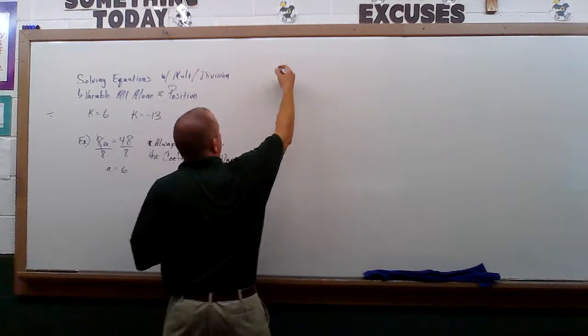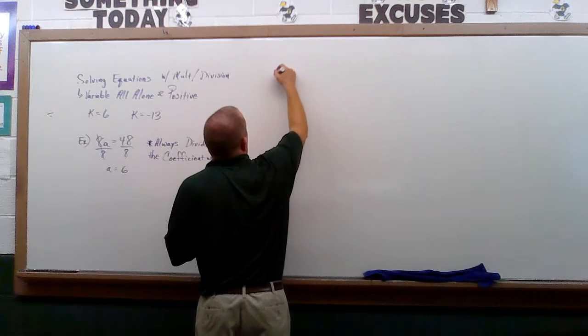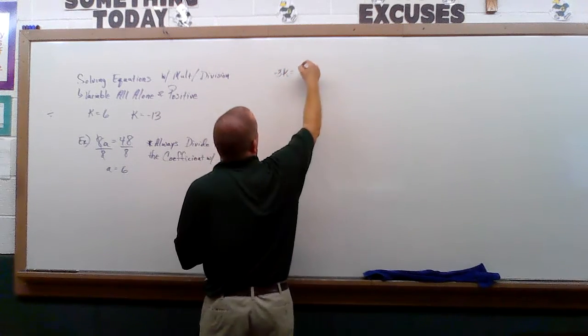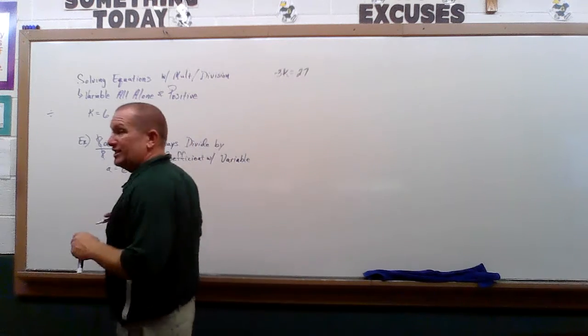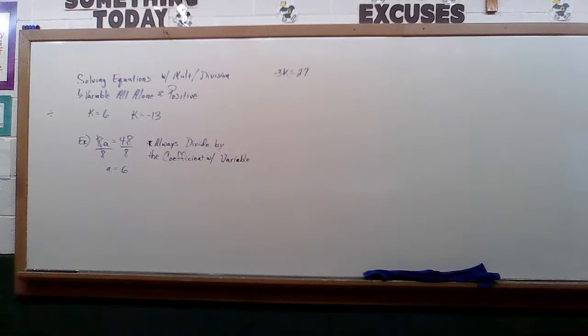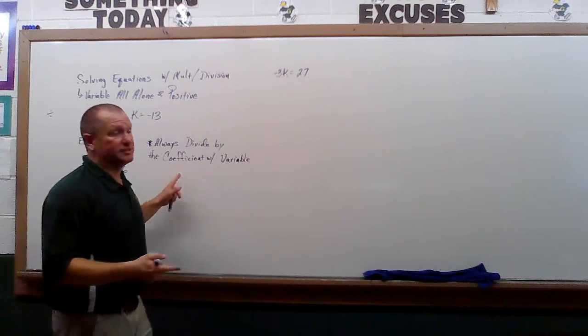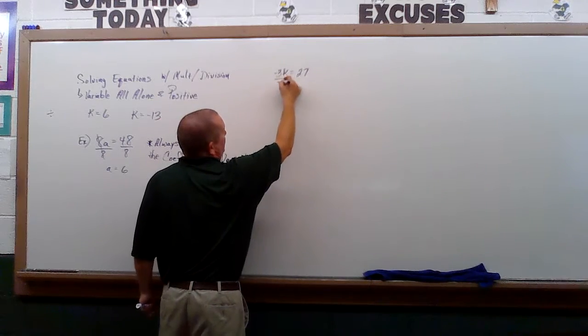Okay. Then we could get a negative number, right? Negative 3k is equal to 27. So the exact same thing, but now we're going to divide by what? Always divide by that coefficient. So I'm going to take the sign with it.